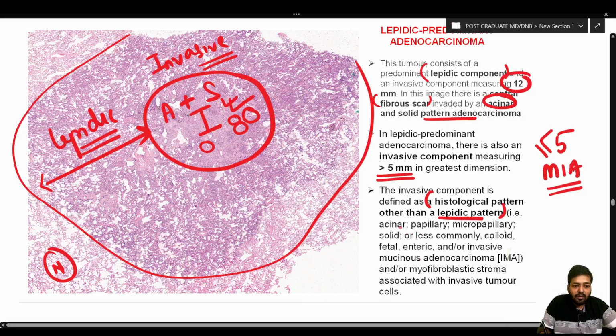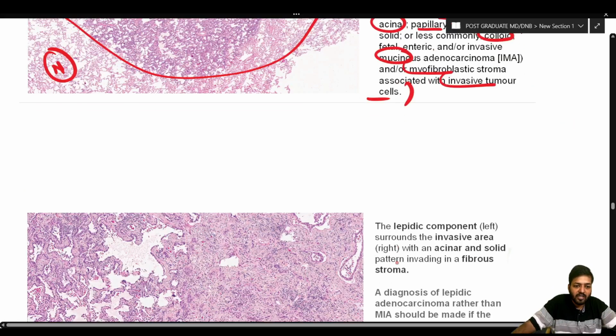Okay. Now, for example, the acinar, papillary, micropapillary, solid, less commonly colloid, fetal, enteric, or invasive mucinous adenocarcinoma and/or myofibroblastic stroma associated with invasive tumor cells. So these are the areas that we are going to see, that we are going to gauge for invasion.